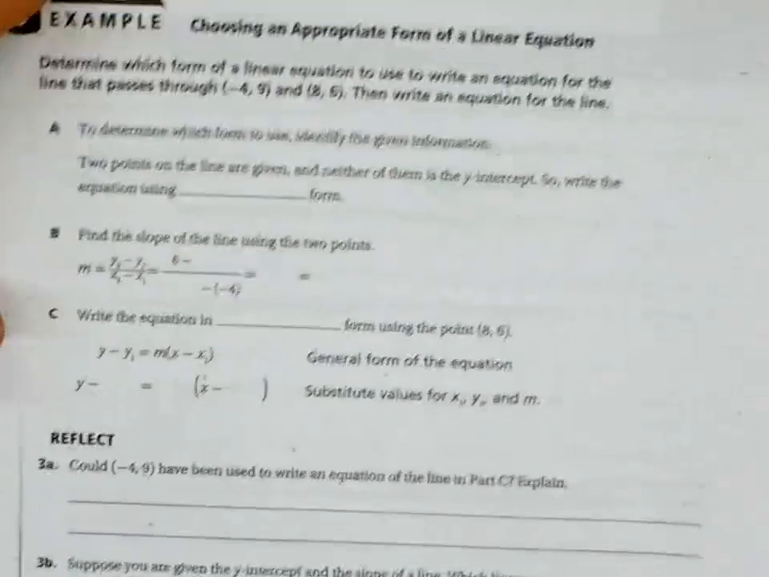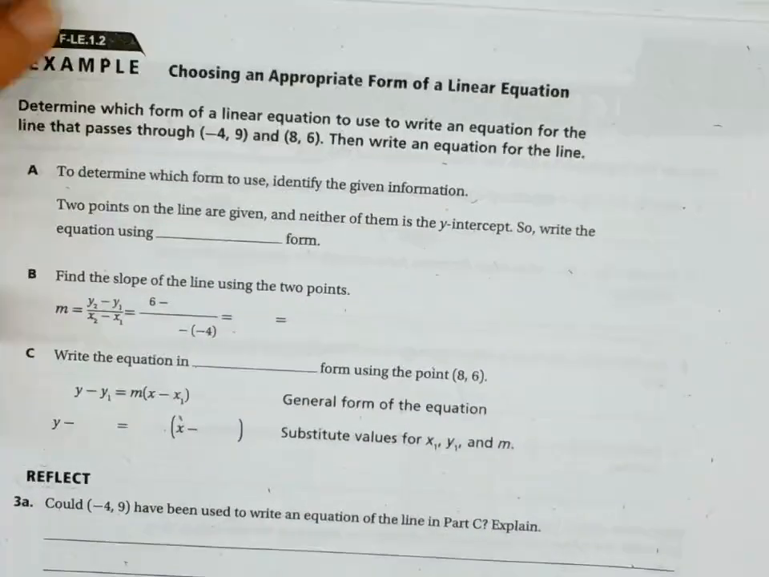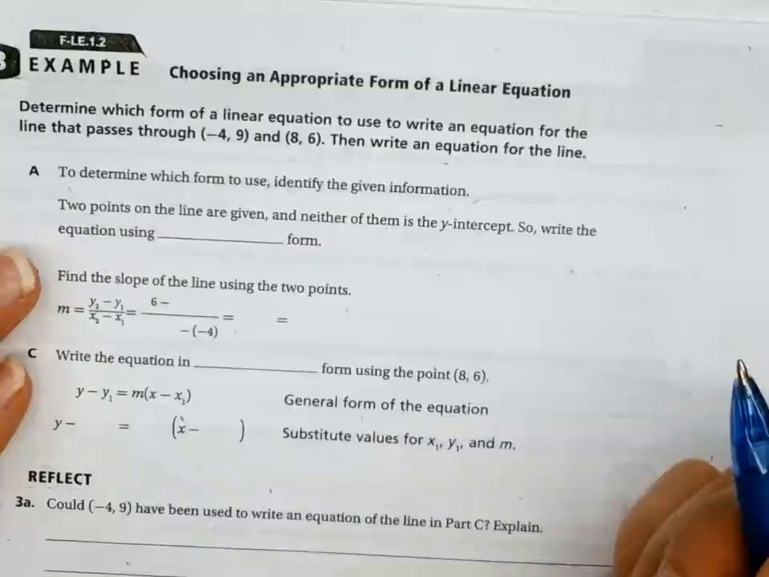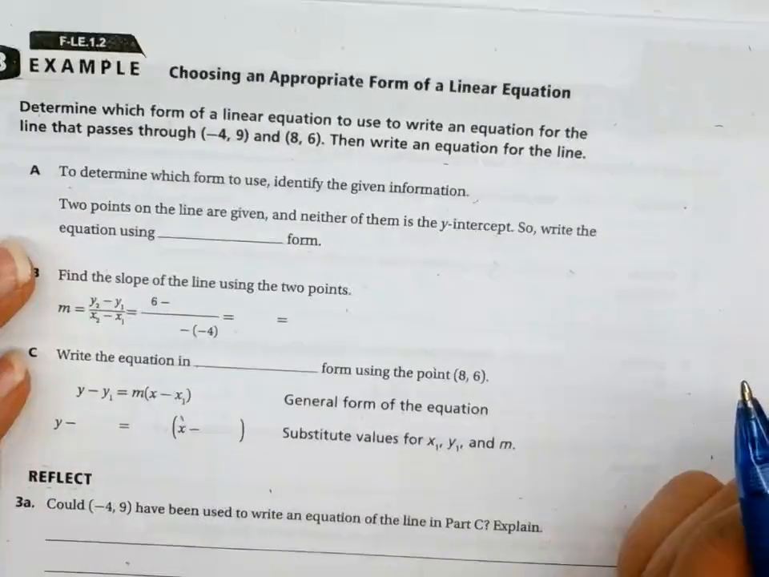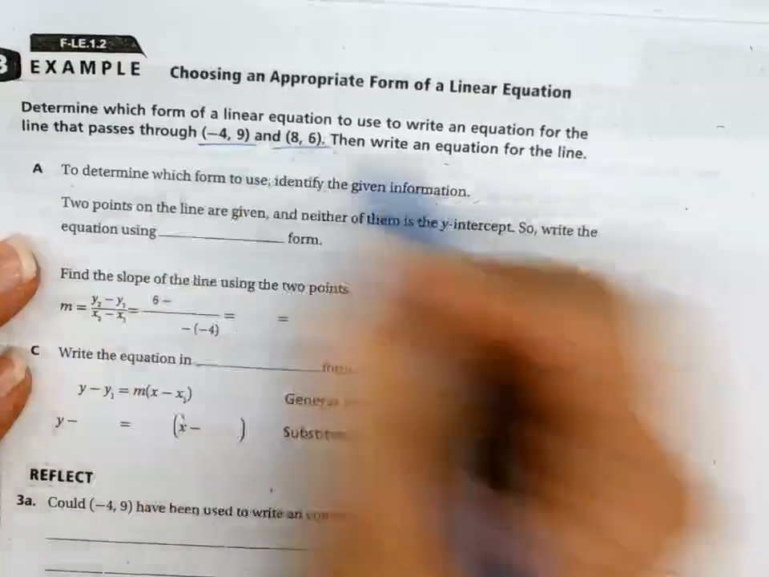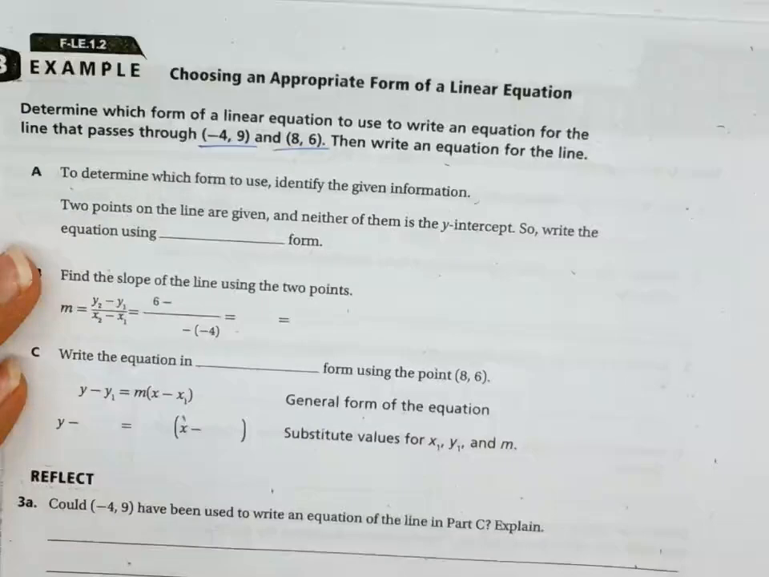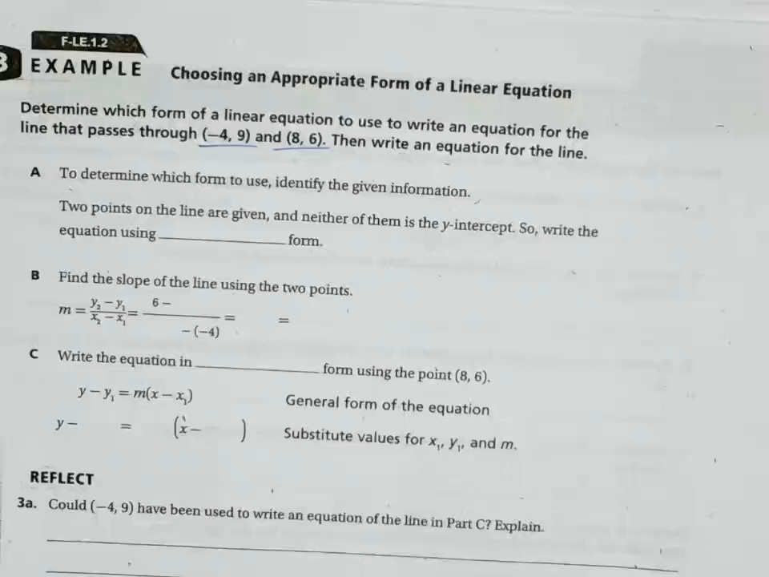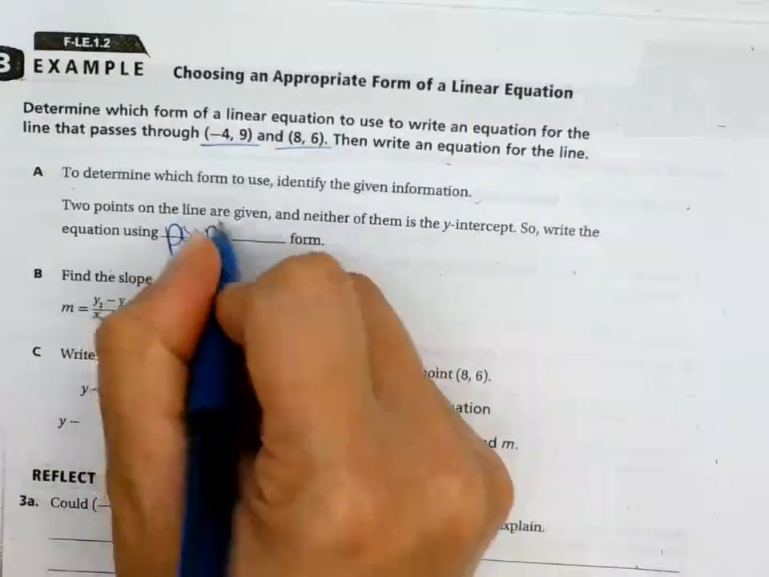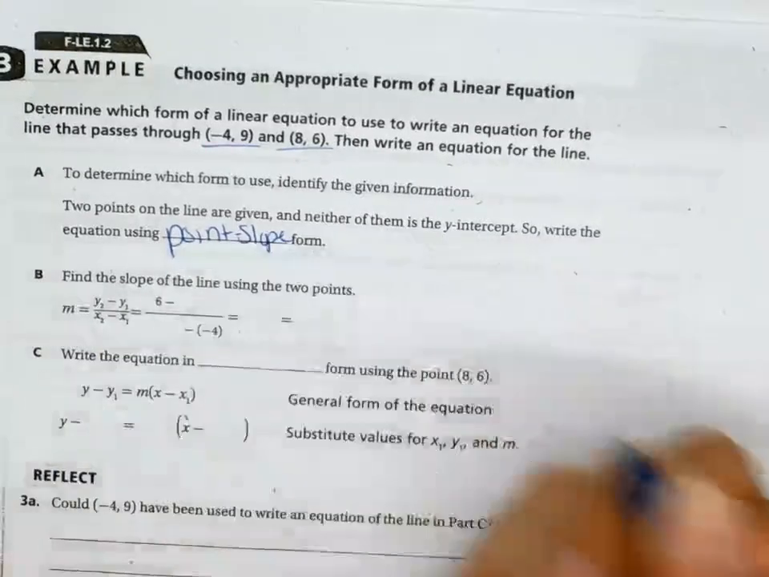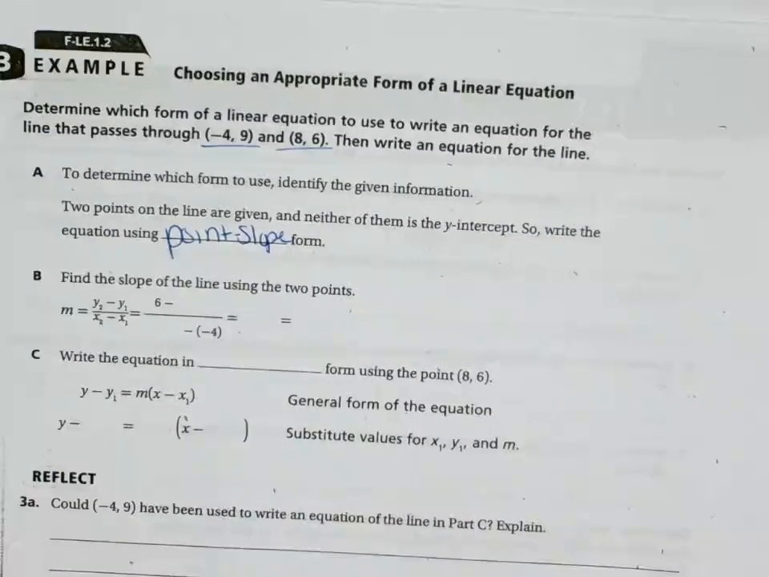Choosing an appropriate form of a linear equation. Okay, so determine which form of the linear equation to use to write an equation for the line that passes through these 2 points. Then write the equation of the line. To determine which form to use, identify the given information. 2 points on the line are given, and neither of them is the y-intercept. So what form do you guys want to use? We can use point slope or slope intercept, and it's really just personal preference. They're saying to use point slope form. Slope intercept form is also fine, right? So either way will work.